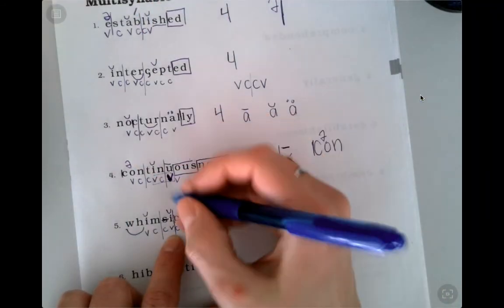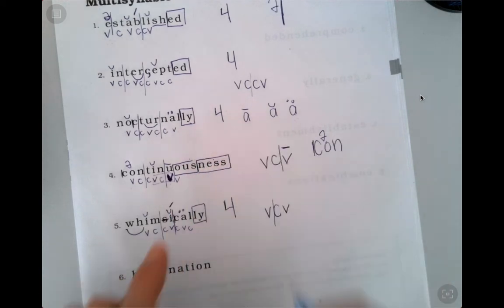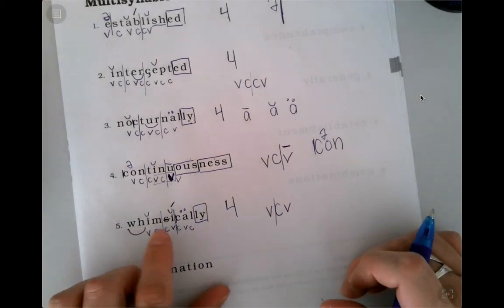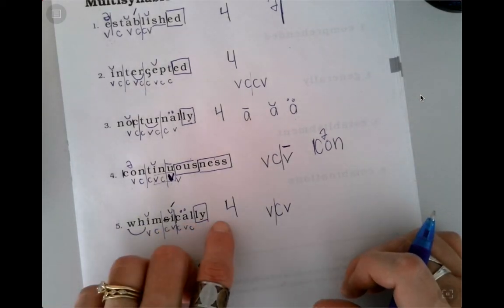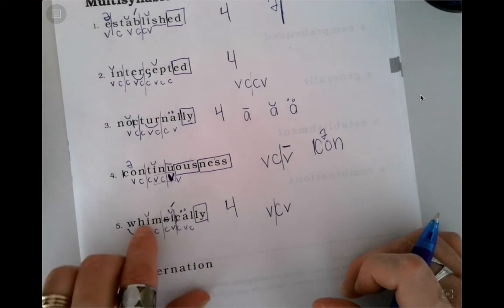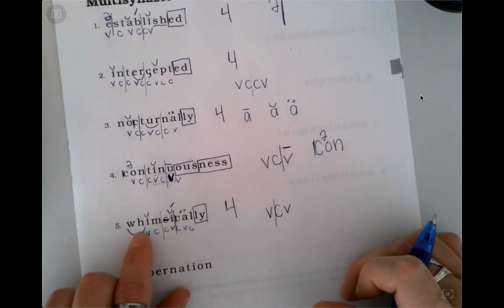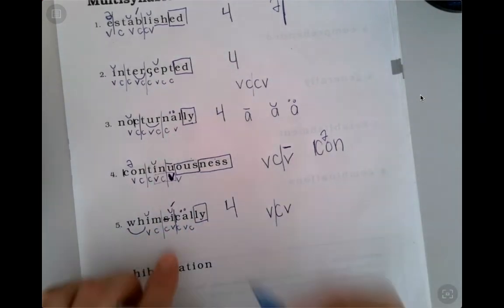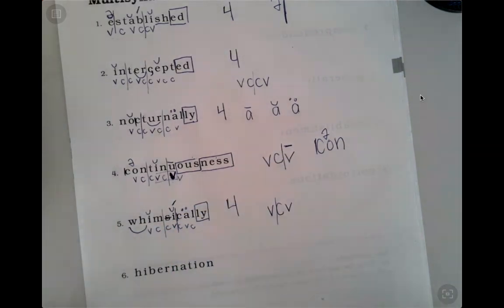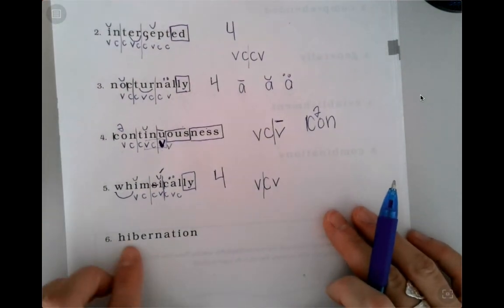Whimsically. That one's emphasized. That one's a very hard one. Can you kind of hear the syllables? Say it. Whimsically. Say it faster. Whimsically. So you should hear that it stops right after that. Zip. Okay, last one is hibernation.